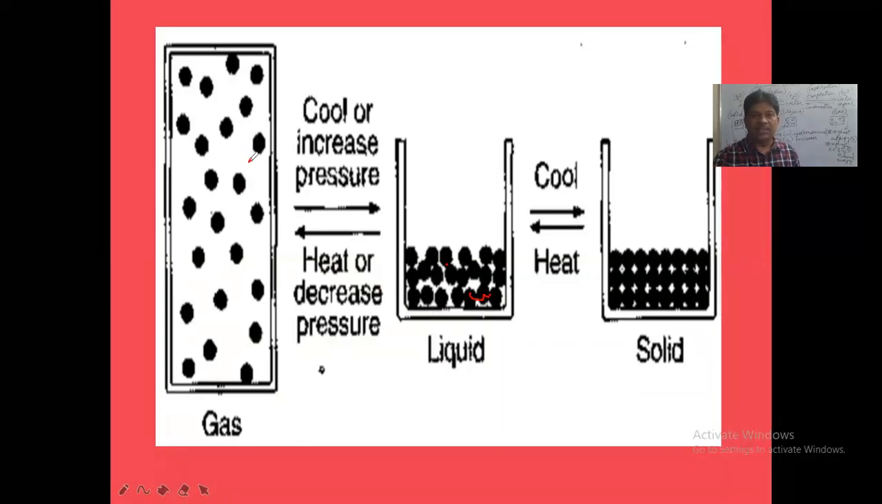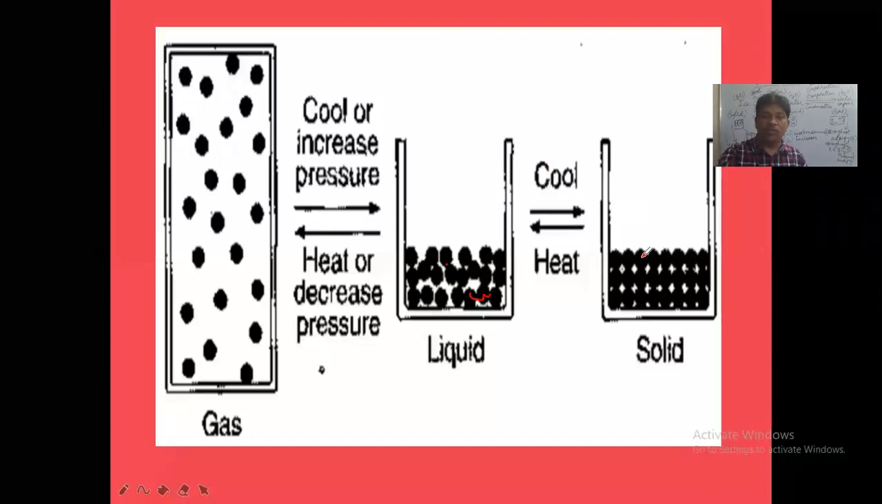Next, gases convert into liquid by cooling. Also, by increasing pressure, when you apply high pressure on the gas, compression takes place. All the particles come close to each other to form the liquid state. So increasing pressure on the gas converts it into liquid state. Next, how can the liquid be converted into solid? By cooling, that is, by decreasing temperature. By decreasing temperature, the liquid changes into solid.